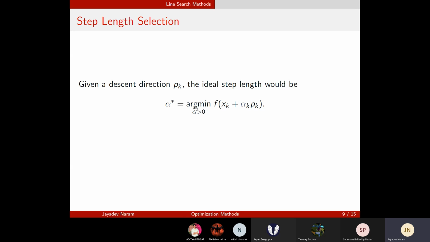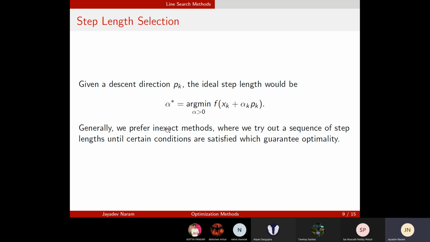We do not want to compromise on the step length that we choose, but at the same time, we do not want it to run for a very long time. So usually what we do is we compromise for some inexact methods where we try out a sequence of step lengths until certain conditions are satisfied, which guarantee optimality. So optimality should be a notion which says the step length that we are choosing is very close to the ideal step length.